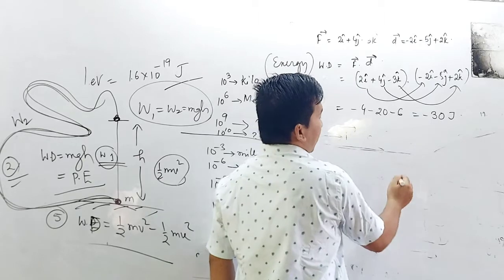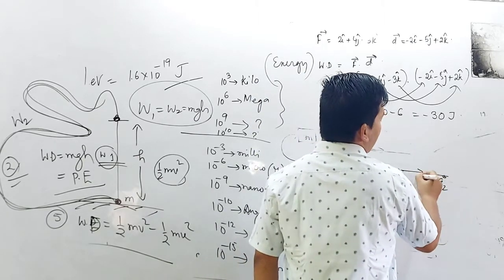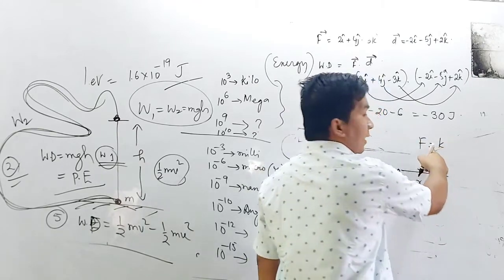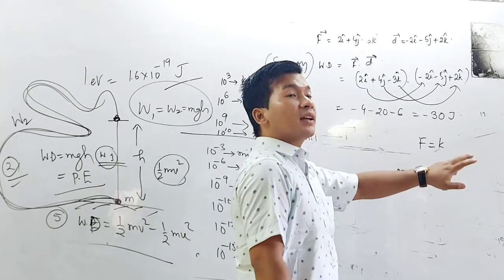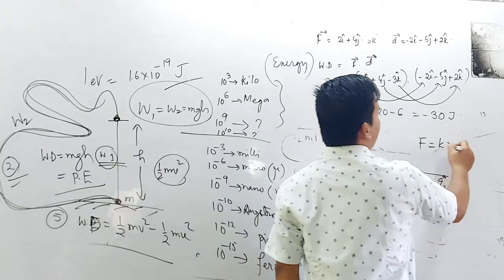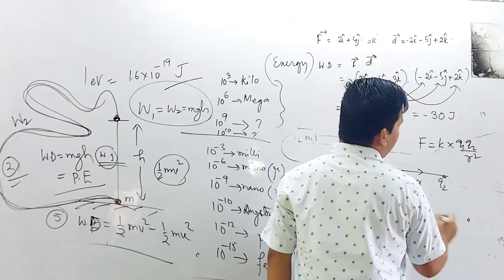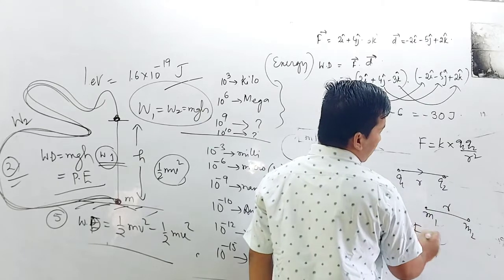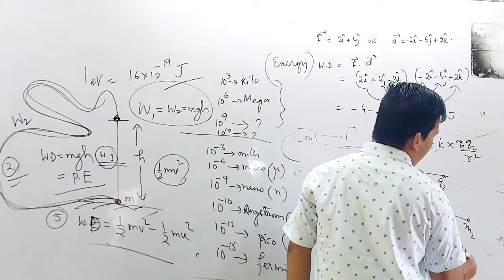For electricity, this is q1, q2, the product, and this is your r. What will be the formula? F is equal to k, that is 1/4 pi epsilon naught, into q1 q2 divided by r square. And what about your gravitational force? This is m1, m2, this is r. Then what about your F? F will be equal to G into m1 m2 divided by r square.